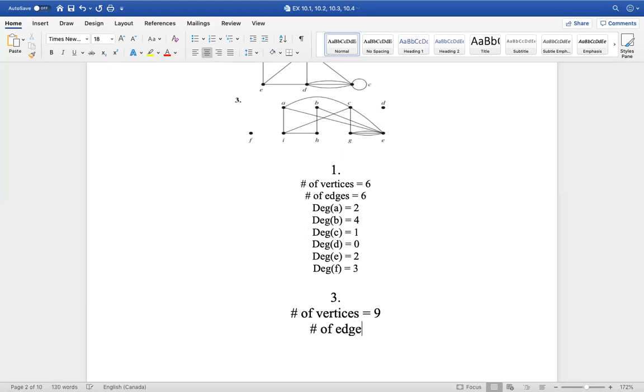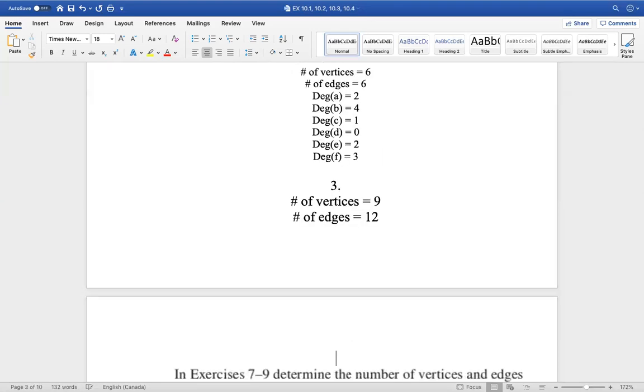Number of edges. So number of edges will be 1, 2, 3, 4, 5, 6, 7, 8, 9, 10, 11, 12. Okay. So the number of edges will be 12.